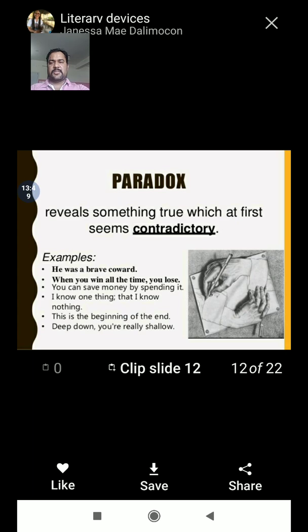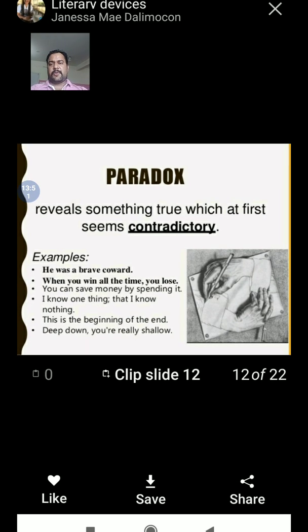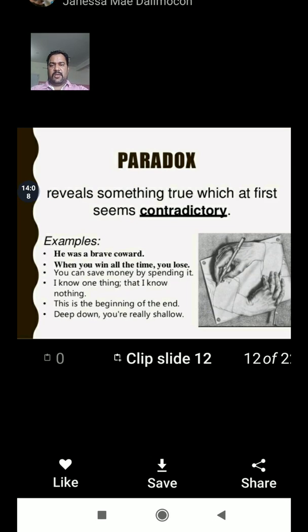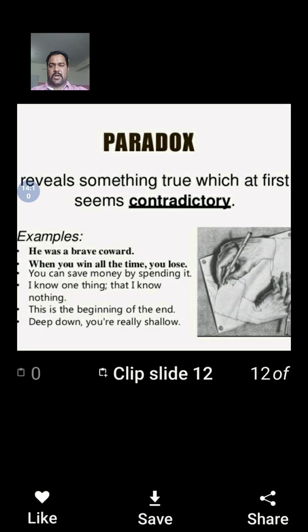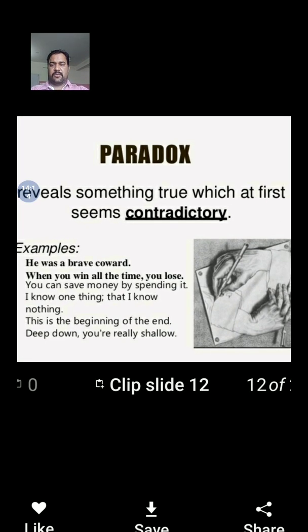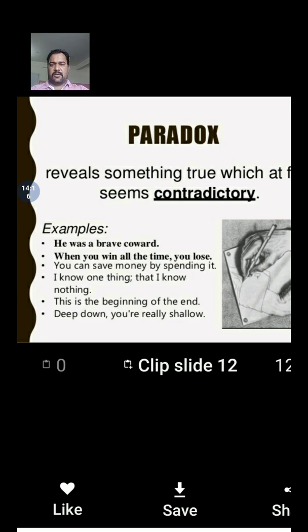Next one is paradox. Paradox reveals something true which at first seems contradictory. So what is paradox? Something that reveals a truth, which at first seems contradictory. Example: he was a brave coward. Both the words are contradictory, but it's true.